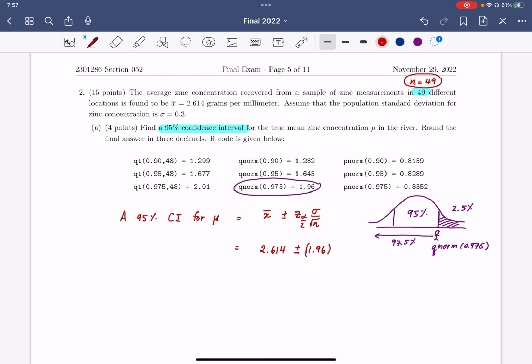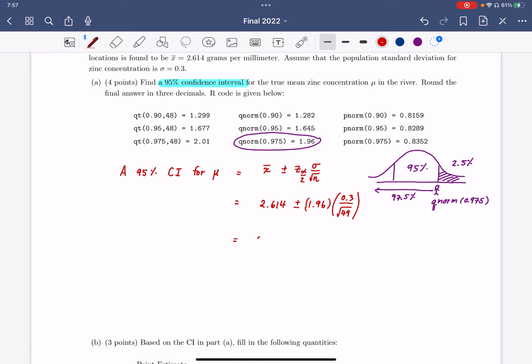And then sigma over square root n: sigma is 0.3, square root n is root 49 here. And then you just compute everything. So it's gonna be 2.614 plus or minus 1.96. The thing that you need on the exam is the calculator. So we're gonna compute it here: 0.3 over square root 49, which is 7, gives us 0.0428.